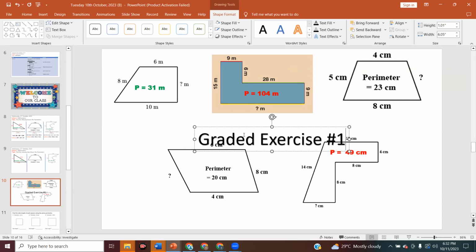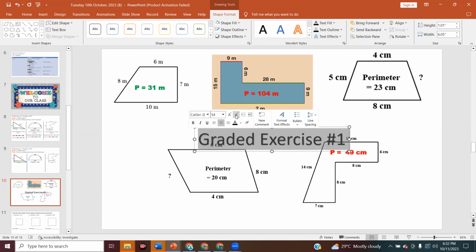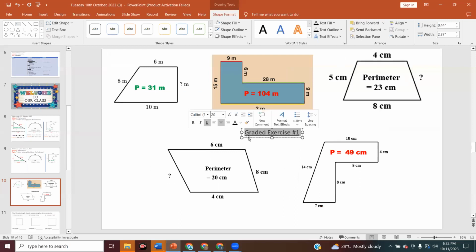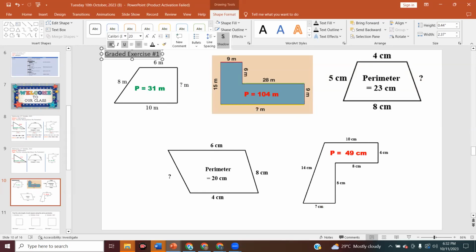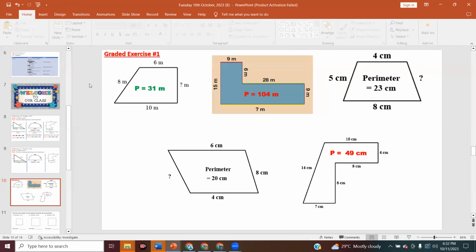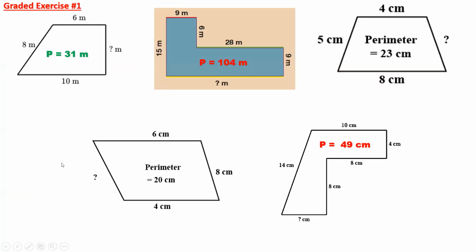Graded exercise number one. Let me put that right there, and let's number it. In each case, our goal is to find the length of the missing side. So this is number one, this is number two, this is number three, this is number four, this is number five. The goal in each case is to find the length of the missing side.